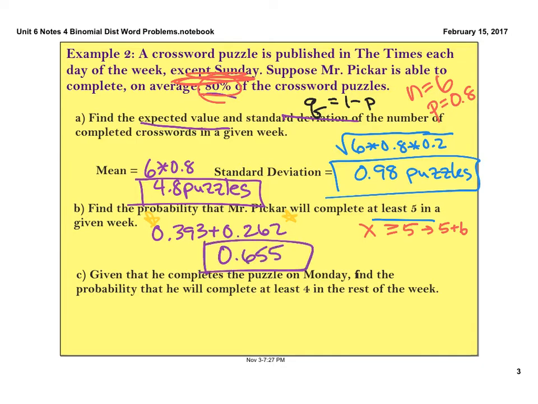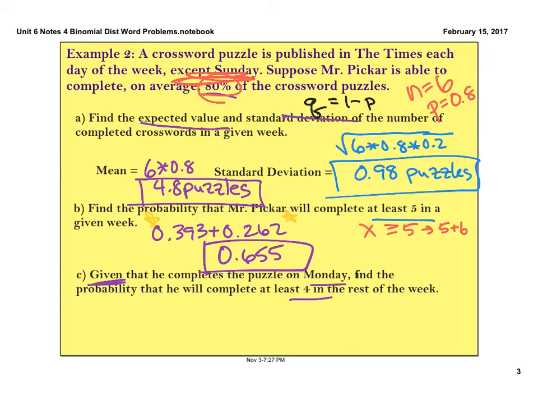All right, and then the last piece of this question says, given that he completes, it's a good piece there. Remember our conditional probability back from Unit 4. So given that he completes the puzzle on Monday, find the probability that he will complete at least 4 the rest of the week. So given that he completes the puzzle on Monday means that I take that puzzle out. If you think back to our conditional probability unit in Unit 4, that's where we talked about how when you use the word given, that changes your total.